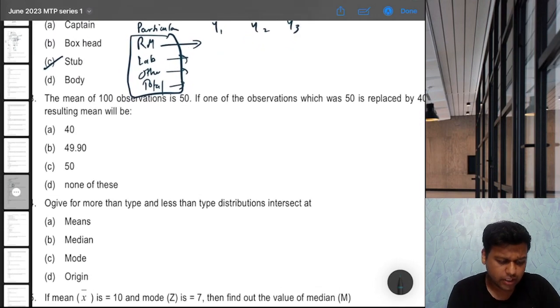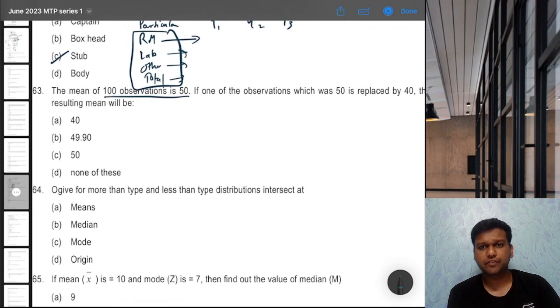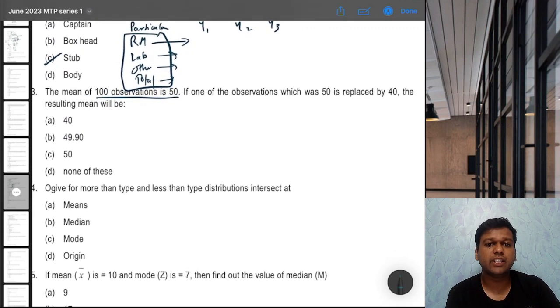The mean of 100 observations is 50. If one of the observations, which was 50, is replaced by 40, then the resulting mean will be?